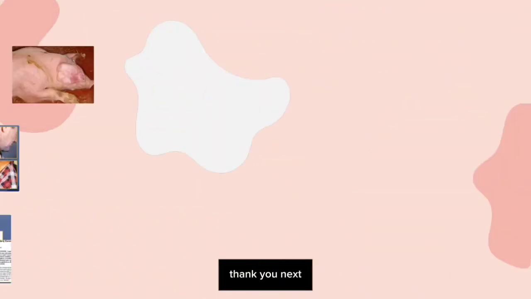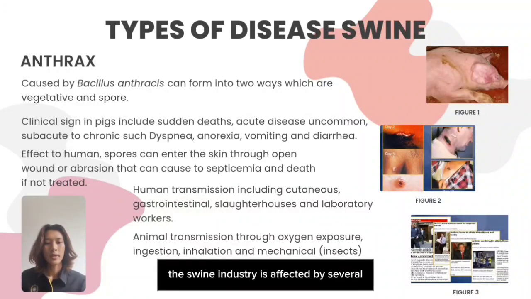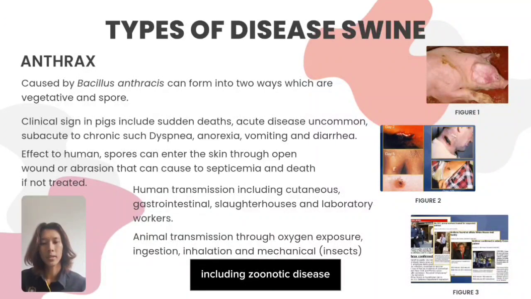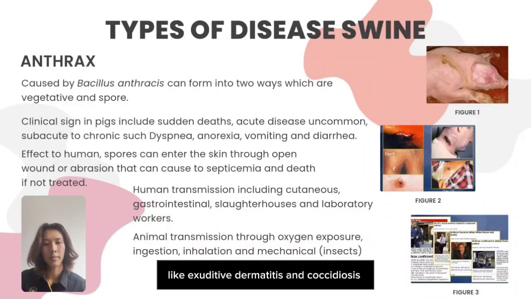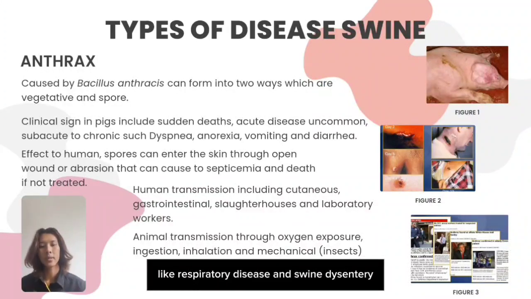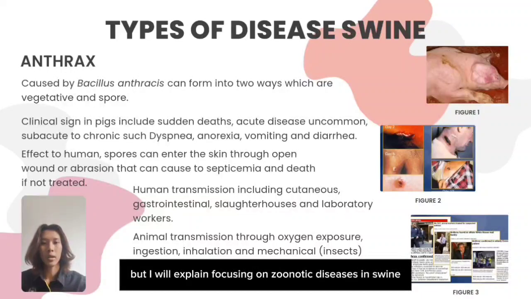Thank you. Next, I will explain about swine disease. The swine industry is affected by several common diseases, including zoonotic disease, pre-weaning disease like exudative dermatitis and coccidiosis, and post-weaning disease like respiratory disease and swine dysentery. But I will explain focusing on zoonotic disease in swine.